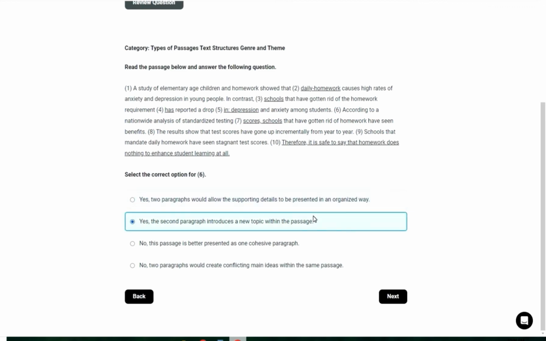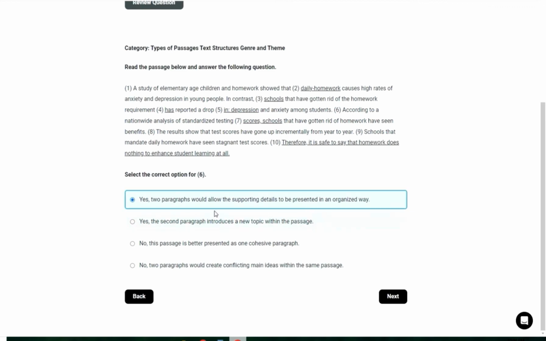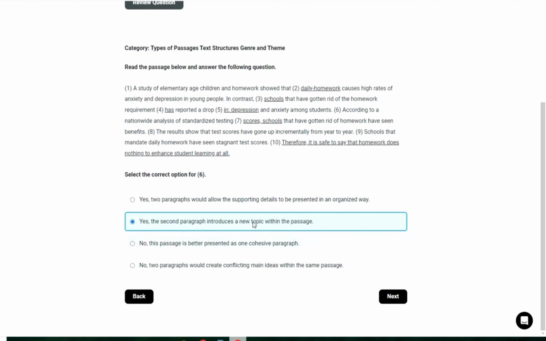So you might be thinking, okay, I'm stuck between these two, because one of them says it allows the supporting details to be presented in an organized way, and this one says the second paragraph would introduce a new topic. The best way to decipher here is thinking more specifically about this reasoning, this new topic within the passage. Have we talked about schools getting rid of homework to see benefits?